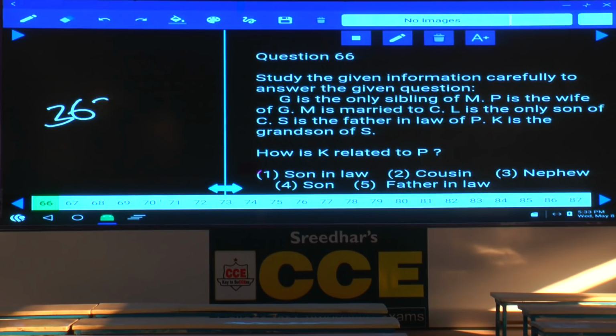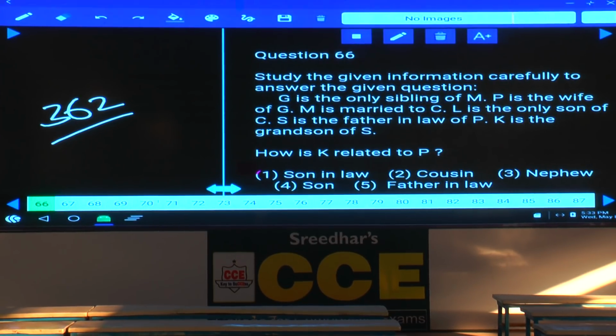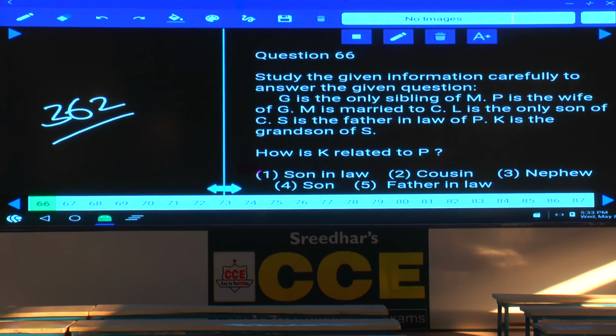Paper number 362. This one, question number 66 onwards. There are 3 questions based on this one, 66 to 68.